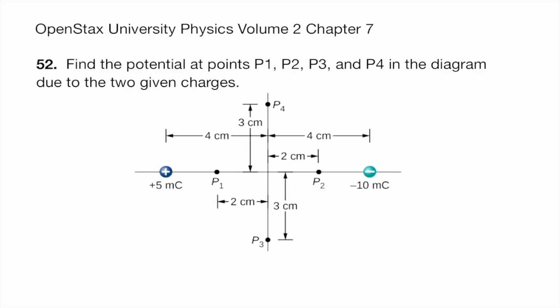Welcome. In this video, we're going to take a look at problem 52 in Chapter 7 of University Physics Volume 2 by OpenStax. All right, so we have two charges and we need to find the potential at 4 different locations. All right, so let's take a look.